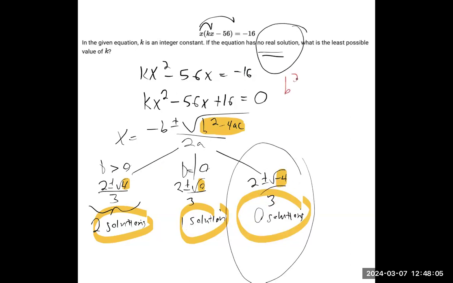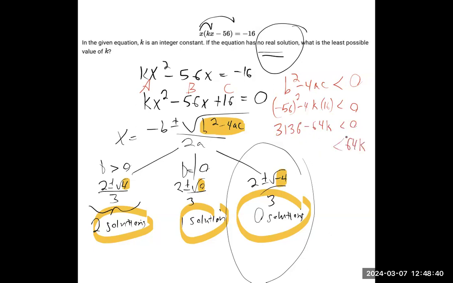It means that our b squared minus 4ac is negative. It's less than 0. So this is the a of your quadratic. This is the b. This is the c. B squared minus 4ac is negative 56 squared minus 4 times k times 16. Multiplying that out a little, we've got 3,136 minus 64k less than 0.